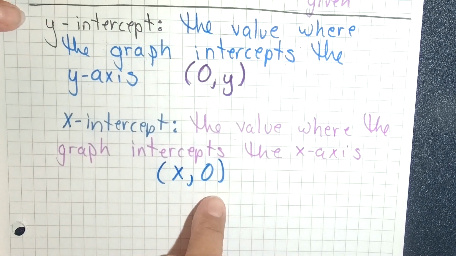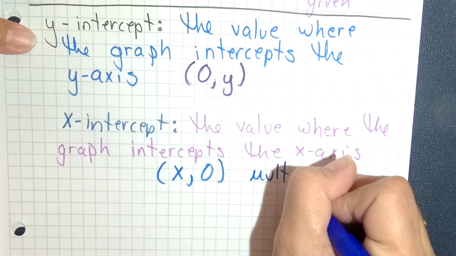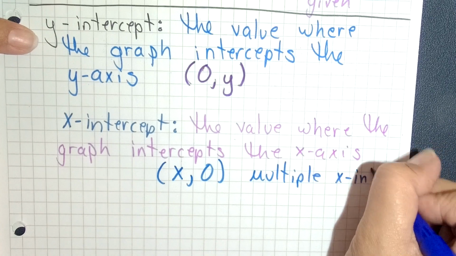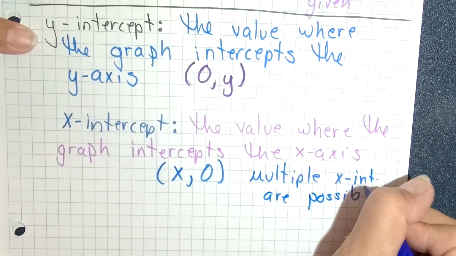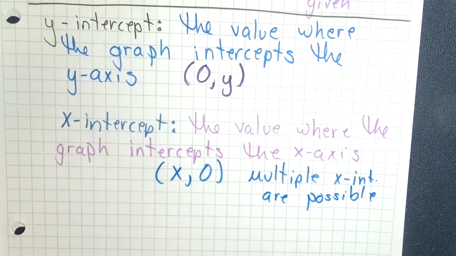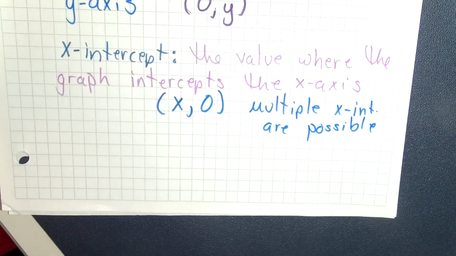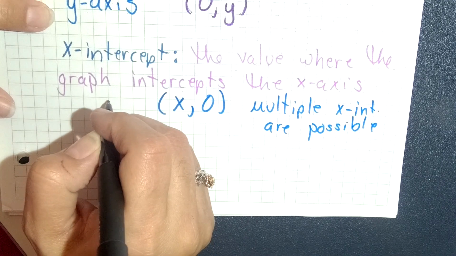For the x-intercept, multiple x-intercepts are possible. But we can only ever have one y-intercept, ever. That is the definition of a function. We cannot cross the y-axis more than once, otherwise it is not a function. Miss Santana, what do you mean?